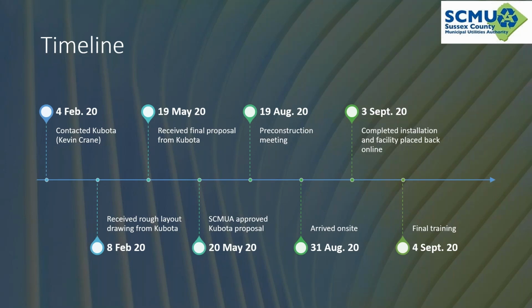Just 4 days after that initial contact, we did receive a rough layout drawing, but there were still a lot of unknowns, which made retrofit maybe not feasible, looking at possibly getting, again, a new crane, new penetrations, new everything. So it took a while to work through the process, not just with Kubota, but with the other manufacturer as well. We did receive the final proposal mid-May, and just one day after that, we approved that proposal.